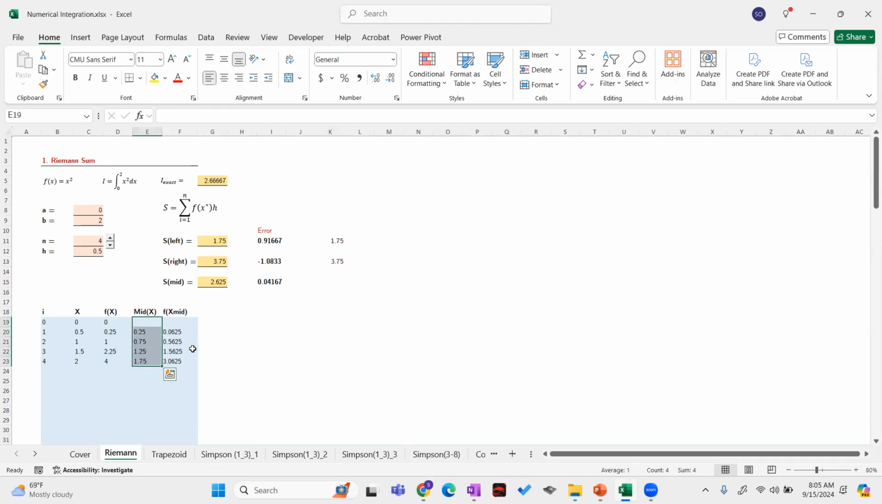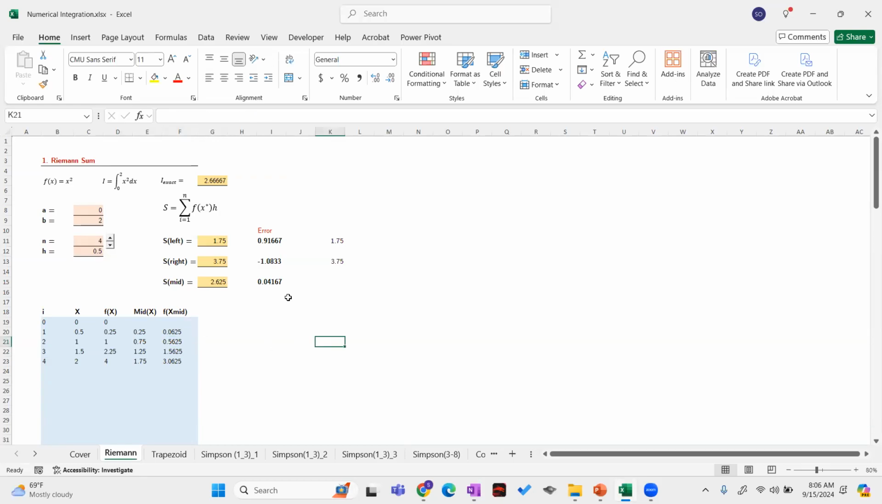Now to calculate the mid sum, I need to first take the mid x. Here is the trick. Don't make a mistake here. First, you have to take the average x. So in this first interval, 0 to 0.5, the midpoint is at 0.25. In this interval, the midpoint is 0.75. So calculate the midpoints of each region, and evaluate the function at those midpoints. So the height at the midpoint is x square. So 0.25 whole square, 0.75 square, whatever it is.